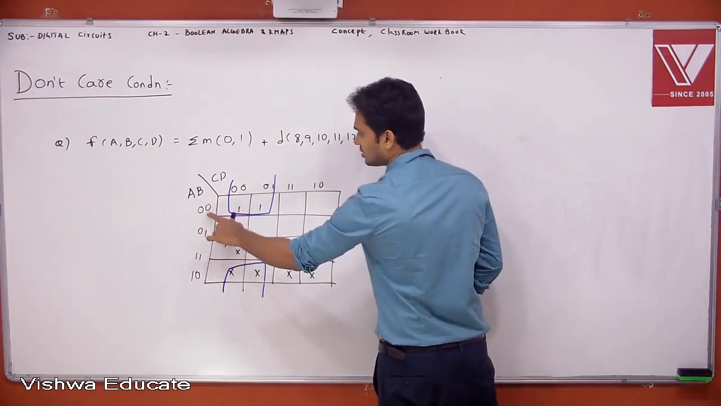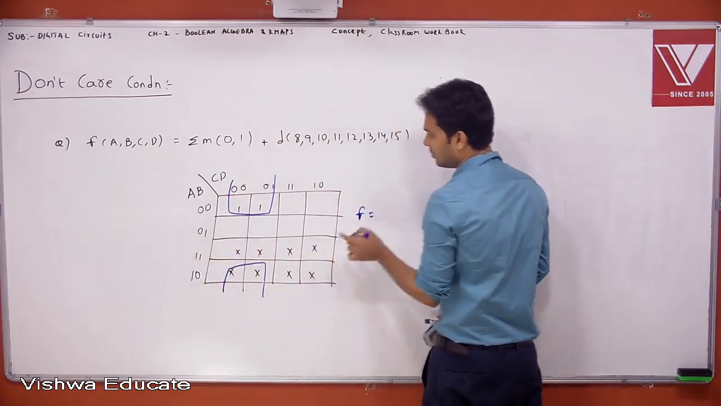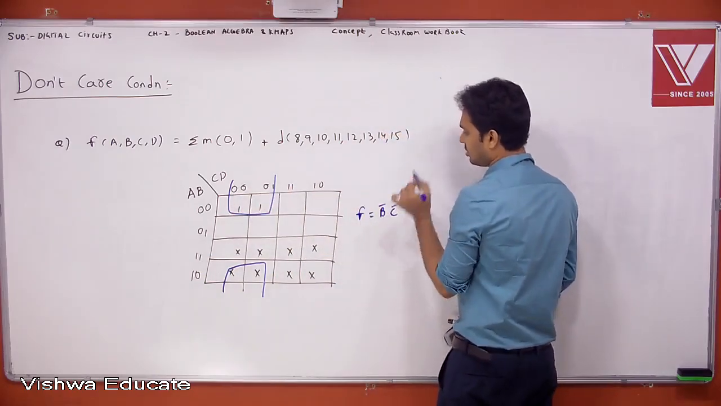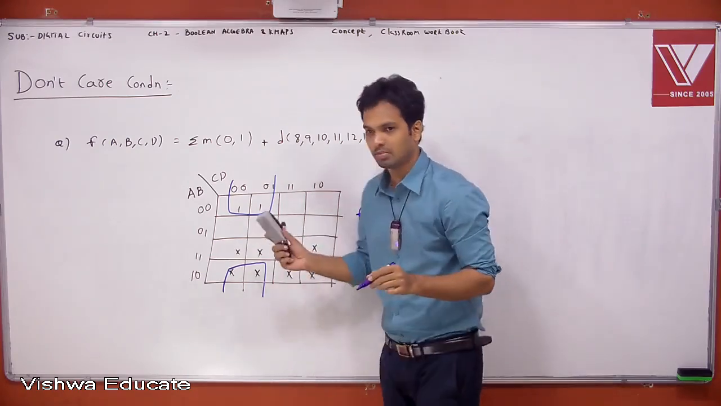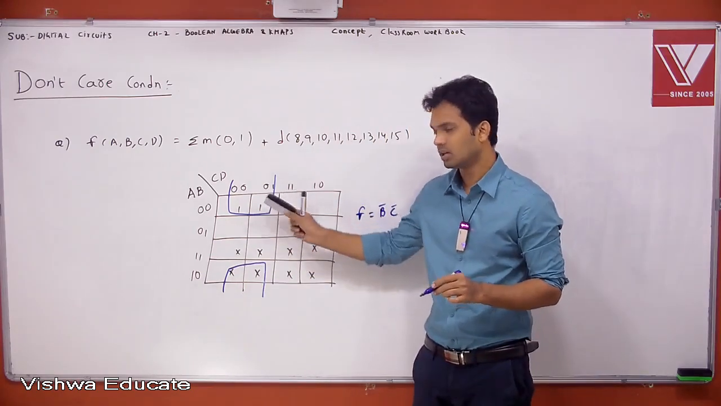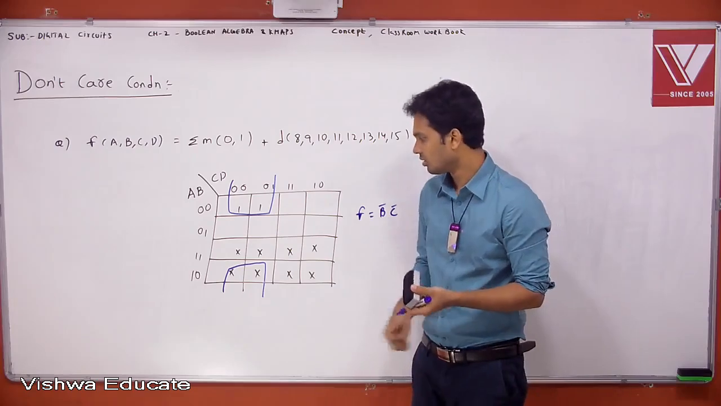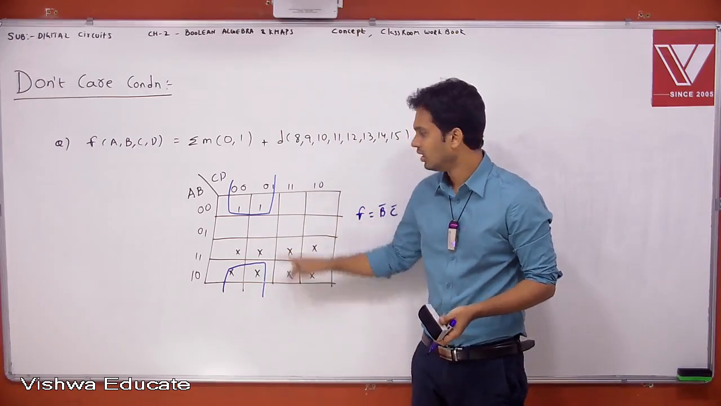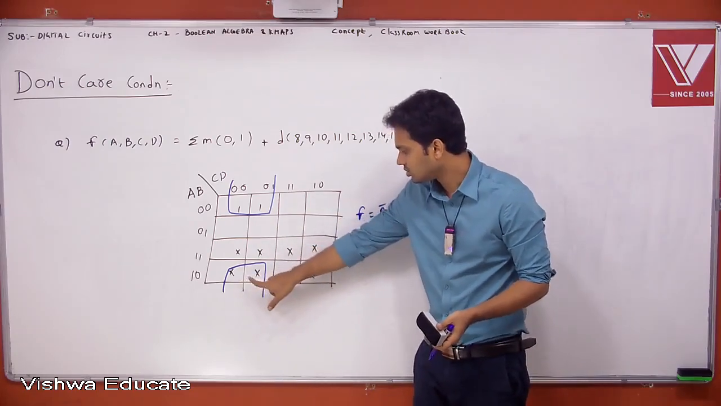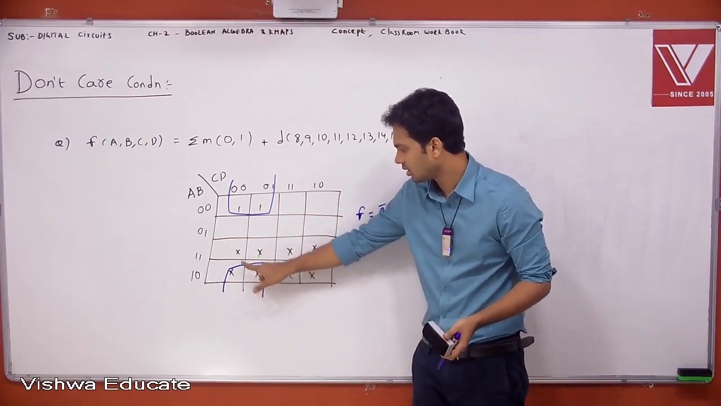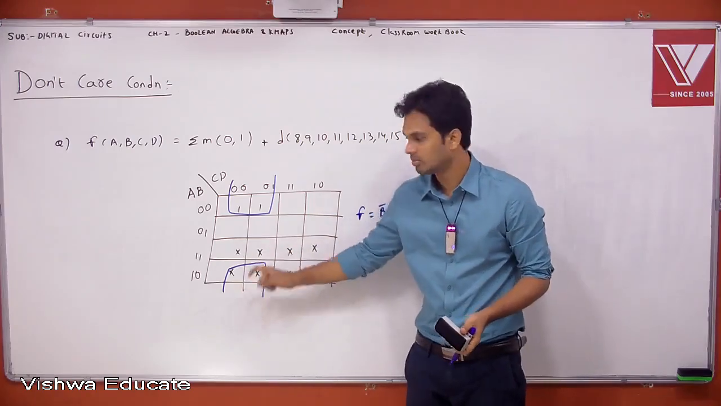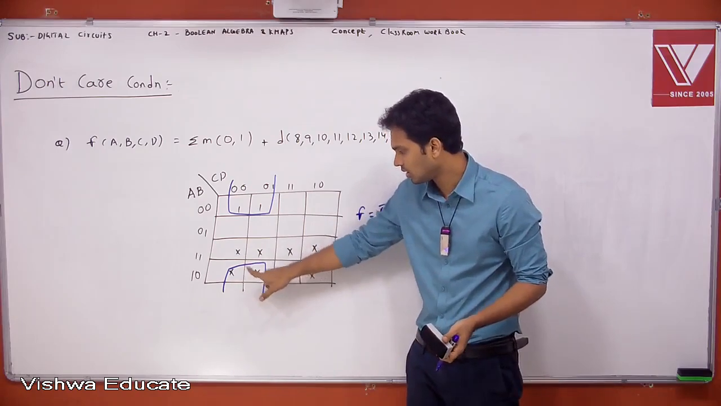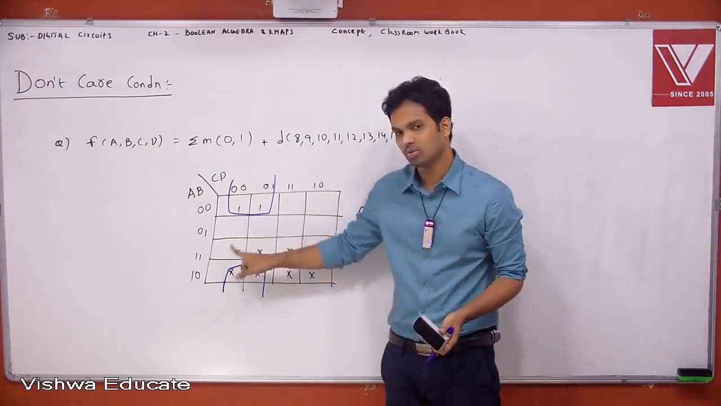It is A bar B bar, and here it is C bar. So without don't cares, it is a pair. By considering these two don't cares, you are getting a quad. So what is the meaning? These are don't cares, they can be treated as 0 or 1. In this function, we are treating these two as ones and the remaining as zeros. We are considering these two don't cares and neglecting the remaining don't cares here.